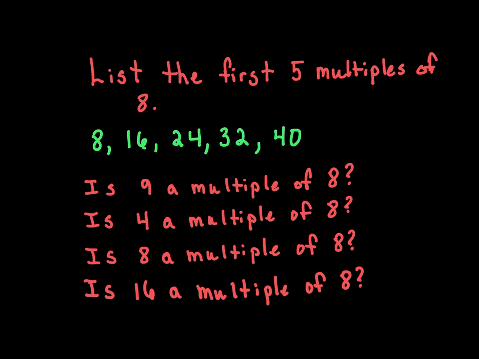Is 9 a multiple of 8? No, it's not. Nothing times 9 gives you 8. Is 4 a multiple of 8? No, because 8 times what gives you 4? Nothing. Is 8 a multiple of 8? Yes, it is. 8 times 1 is 8. Is 16 a multiple of 8? Yes, it is. 8 times 2 gives us a multiple of 16. That's the second multiple of 8.